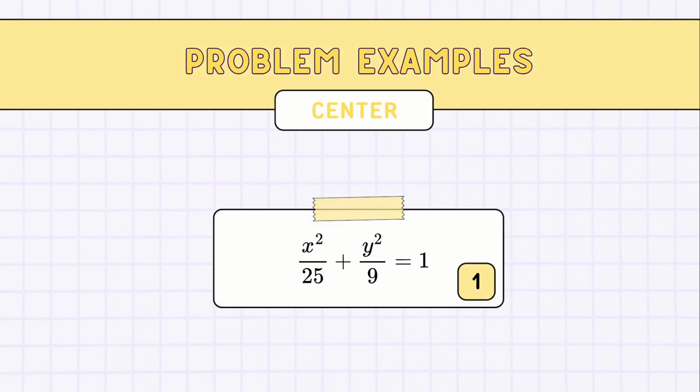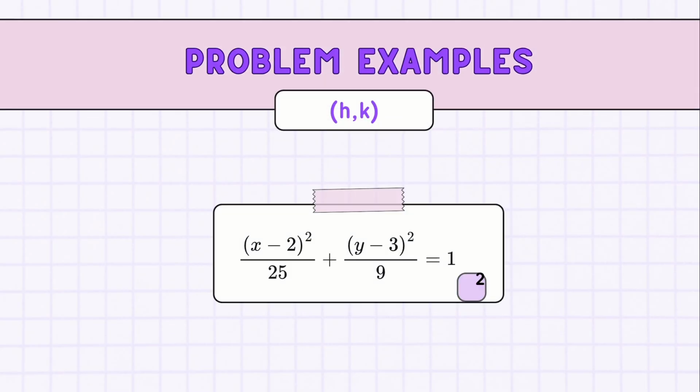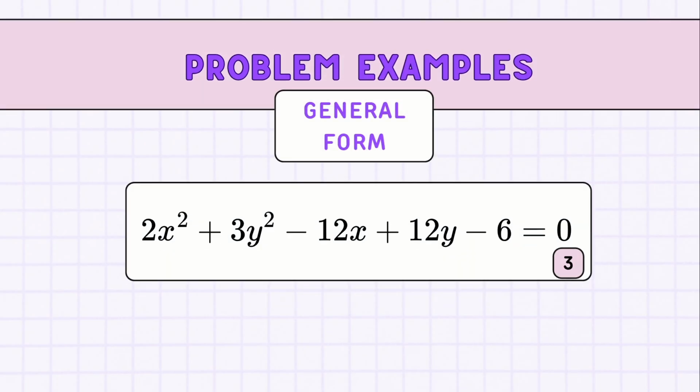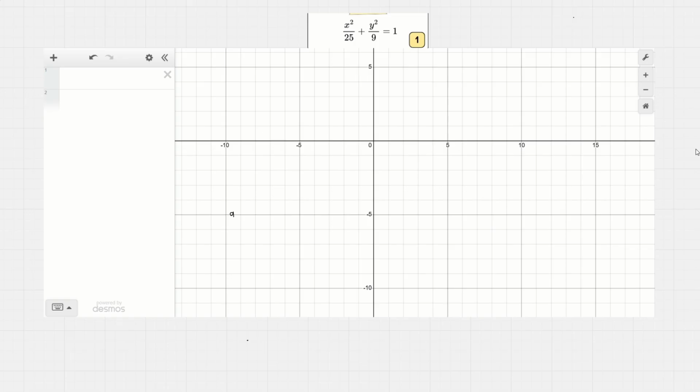Now, let's head to problem examples. In the first example, we have the center at the origin, (0, 0). In the second example, we have the center at (h, k). And lastly, we have general form. We are going to put it in standard form. Now let's head to our first question.